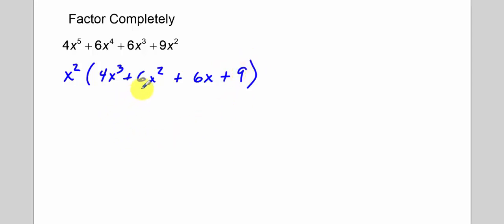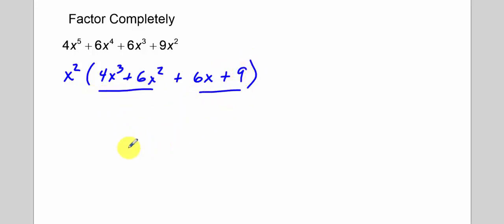In this next problem, you'll see there's 4 terms, so this is likely going to have a grouping involved in it. But before that, I look and there's no GCF with the integer values, but there is a GCF with the variables. There's an x squared in common in all the terms. I have a 4x to the third plus 6x squared plus 6x plus 9. And then I'm going to try to group.